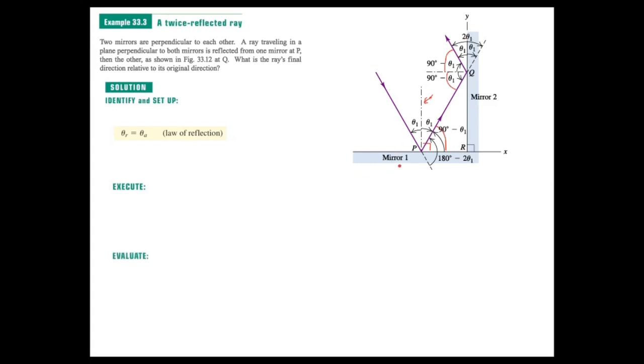Another way to look at this problem is to notice, for instance, on the first reflection, that the x component of this incident ray vector remains unchanged, but the y component switches directions. For mirror 2, the y component remains unchanged, but the x component switches directions. So the perpendicular component of the ray vector is reversed upon each reflection. And I have a reversal for each component since I have two mirrors, hence the reflected ray is moving anti-parallel to the incident ray. And this ends example 33.3.